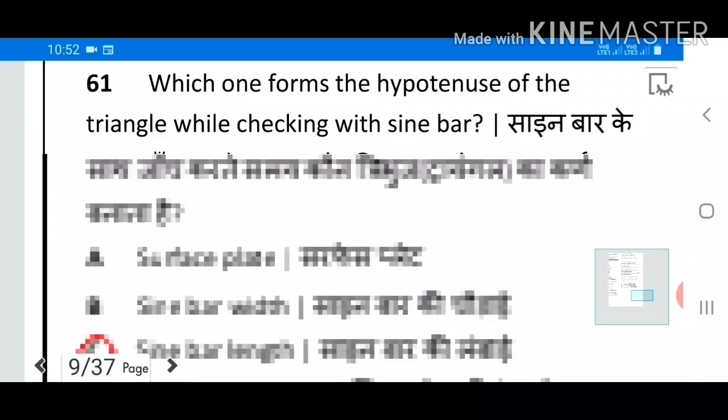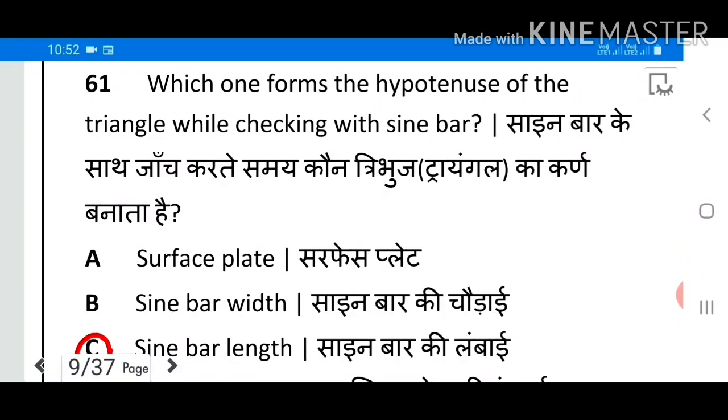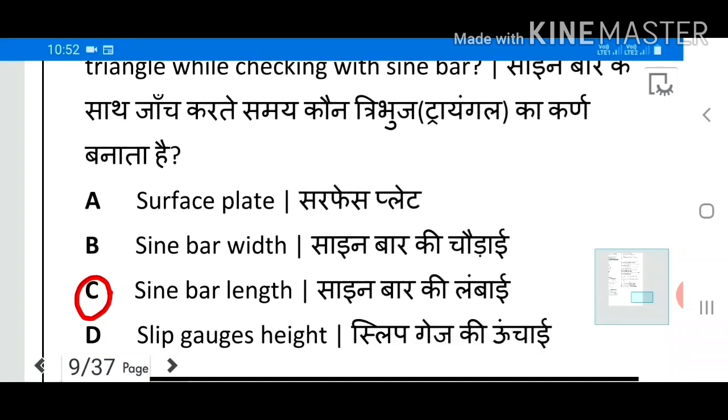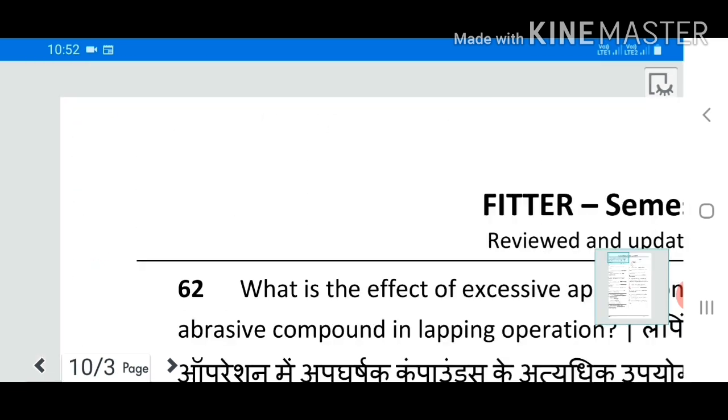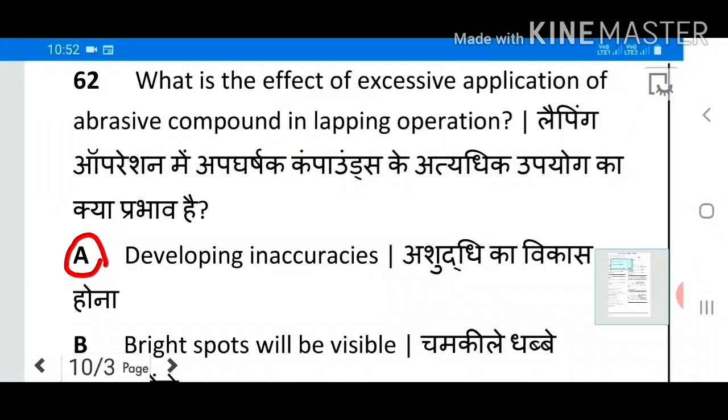61. Which one forms the hypotenuse of the triangle while checking with sine bar? Answer C. Sine bar length. 62. What is the effect of excessive application of abrasive compound in lapping operation? Answer A. Developing inaccuracies.